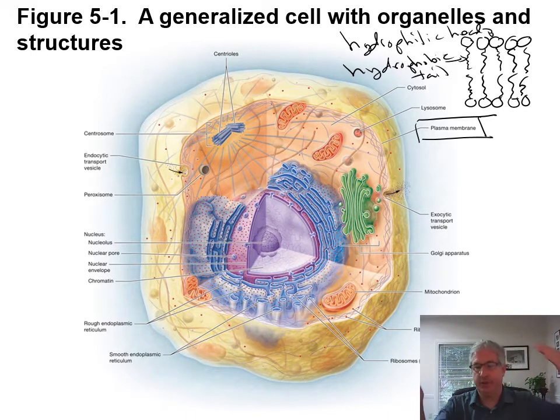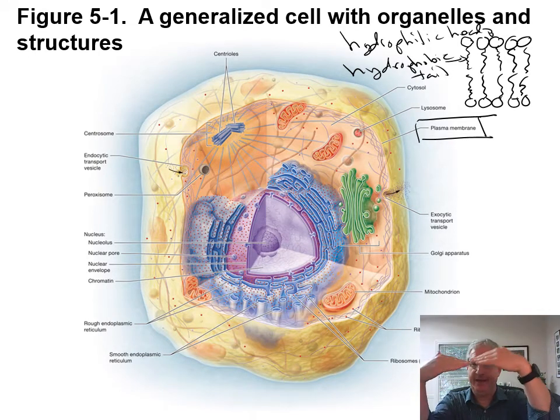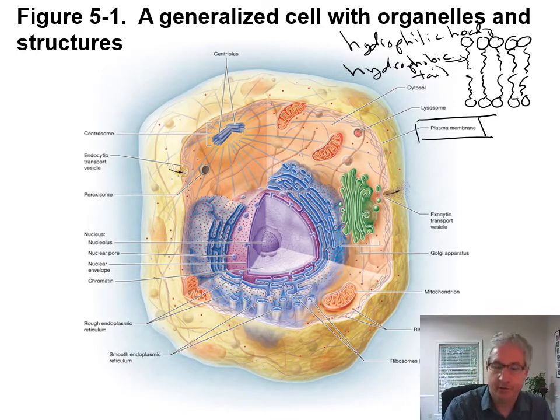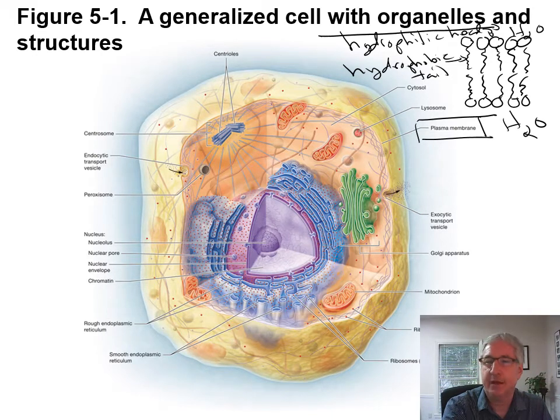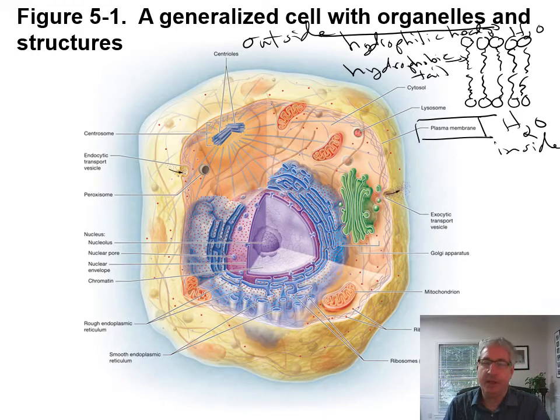So the tails orient towards each other. They flip towards each other, and the heads, imagine my wrists are the heads, they're sticking out towards water. So there's water out here, and there's water inside here as well. So let's make this outside the cell, and this be inside the cell. Okay, so you have water on the inside and water on the outside.